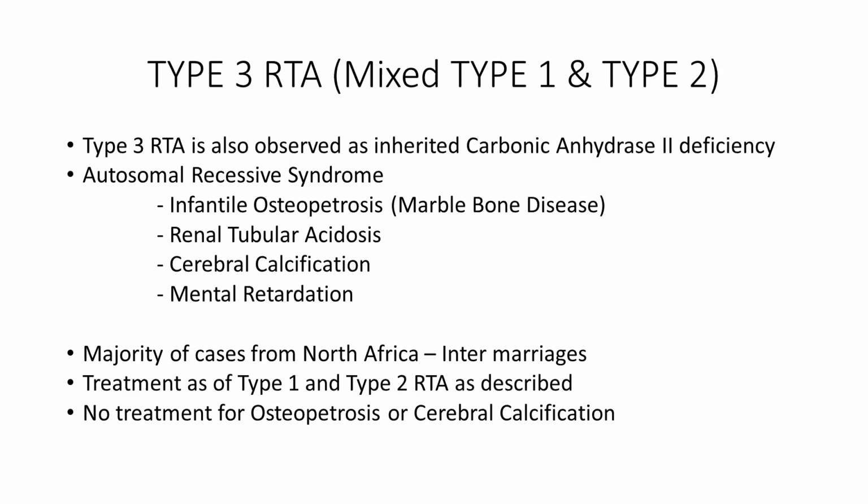It's an autosomal recessive infantile osteopetrosis, which is also called marble bone disease, with renal tubular acidosis, cerebral calcification, and mental retardation. Majority of cases were reported from North Africa, possibly because of intermarriages. Treatment is the same as for type 1 and type 2. No treatment is available for osteopetrosis or cerebral calcification.